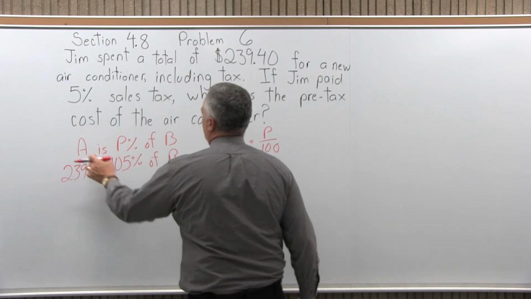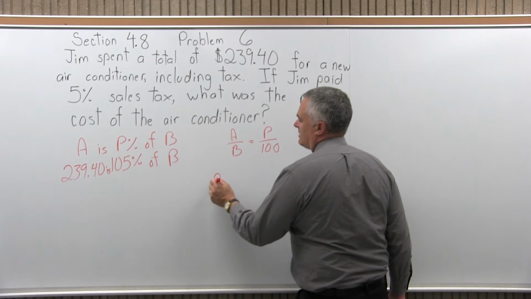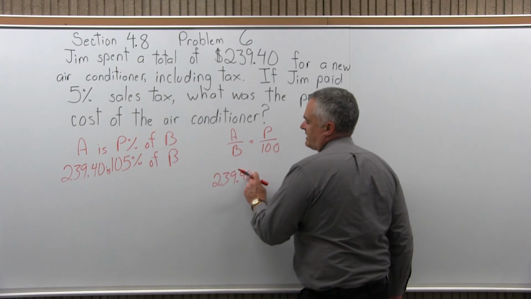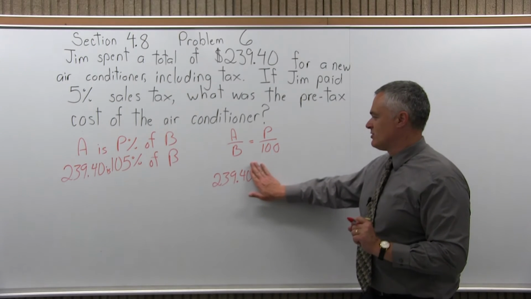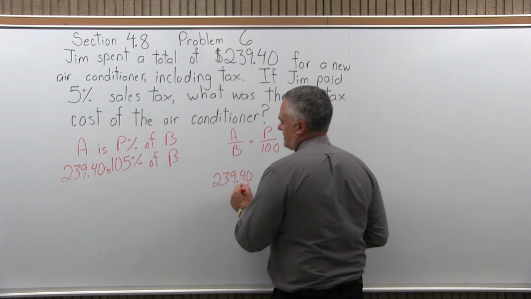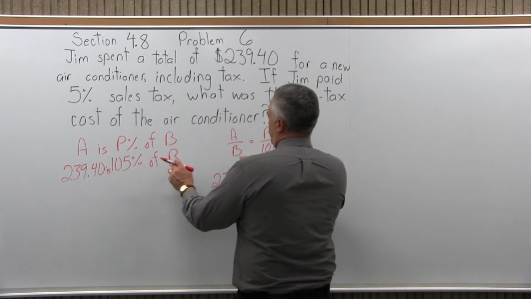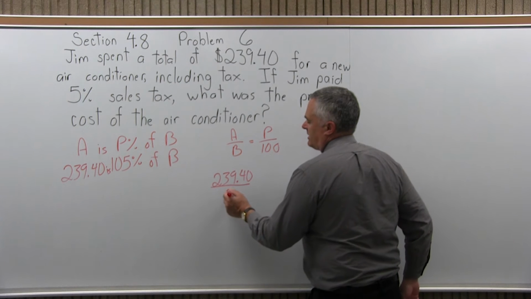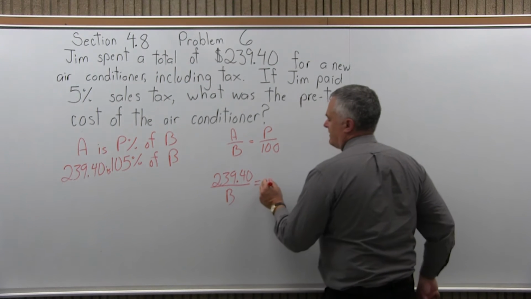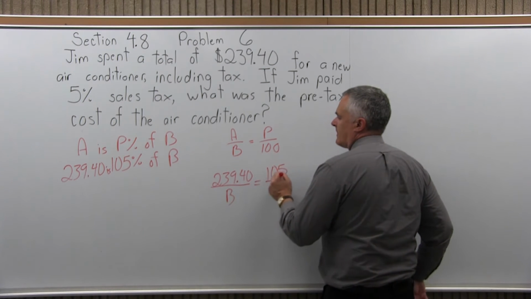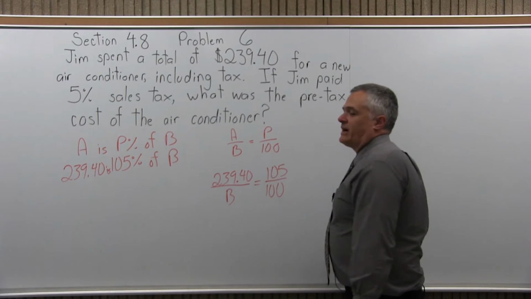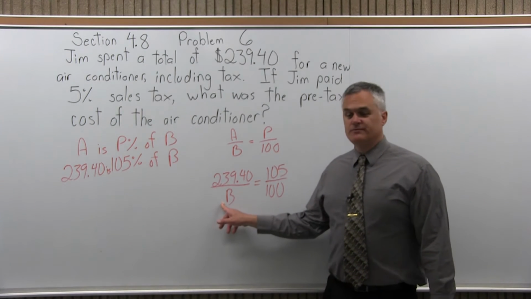So 239.40 is the A. Technically, we don't need the 0 at the end. You could let that disappear if you want. Just call it 239.4. It's going to give us the same answer. Since it's money, I like seeing two places after the decimal, but it doesn't really matter. B is the unknown, so it'll just stay as a variable. We'll call it B. Equals P is 105. And the percent is what gives me the 100. So I can fill it out with only one unknown.